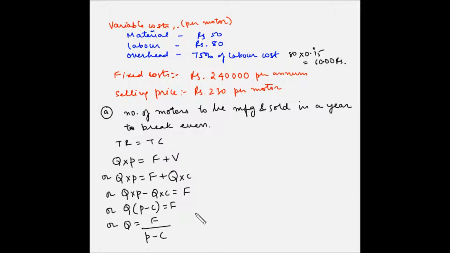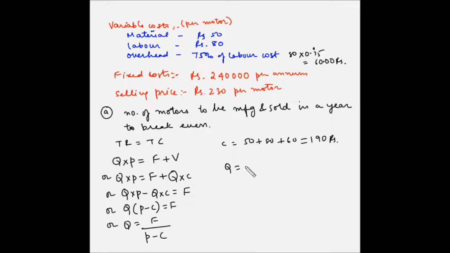minus C). So in our case, F is 2.4 lakhs, P is 230, and C is equal to 50 plus 80 plus 60, which is equal to 6 plus 8 is 14 plus 5 is 19, so 190 rupees.